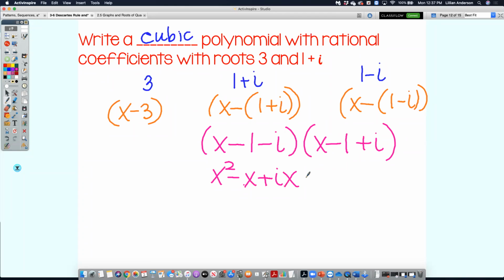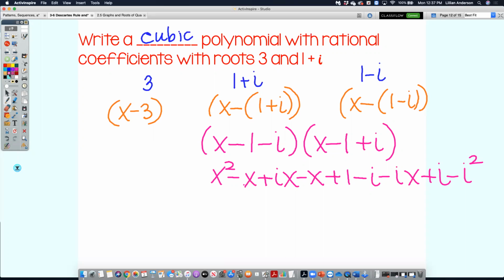Negative 1 times x is a negative x. Negative 1 times negative 1 is a positive 1. And negative 1 times i is a negative i. Last but not least, negative i times x is a negative ix. Negative i times a negative 1 is a positive i. And negative i times i is a negative i squared. All I've done is literally multiply every element in the first parentheses to every element in the second parentheses.